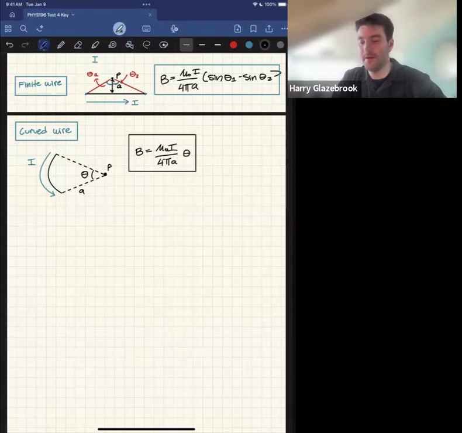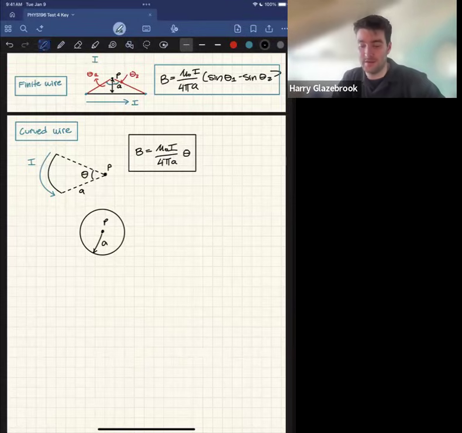Again, this is a very common one. You're also definitely going to see an entire circle. So you'll have your point P and you'll have an entire circle here with radius A.